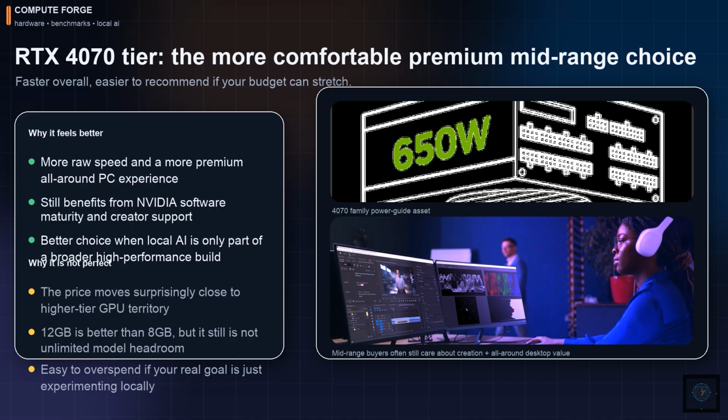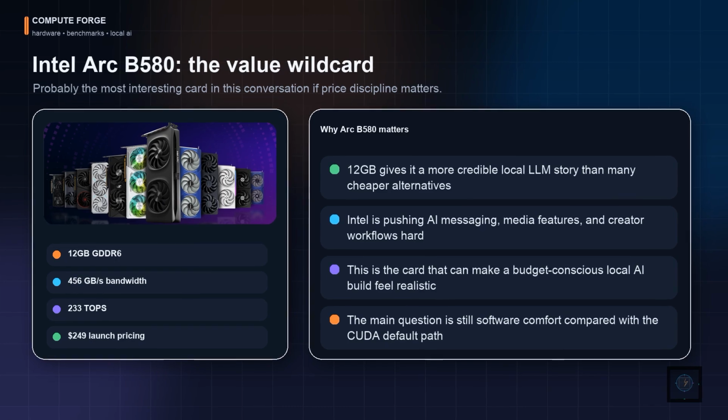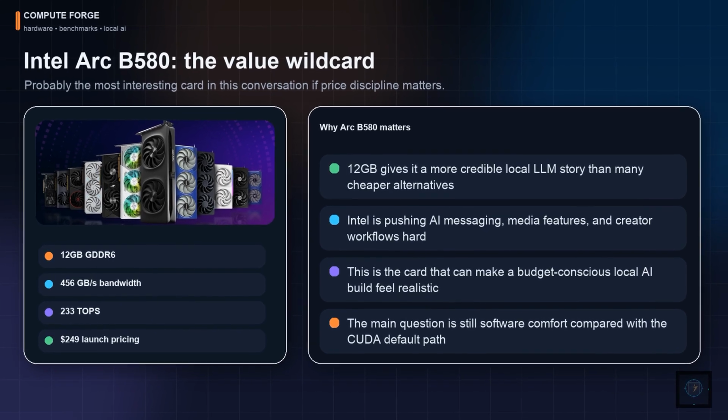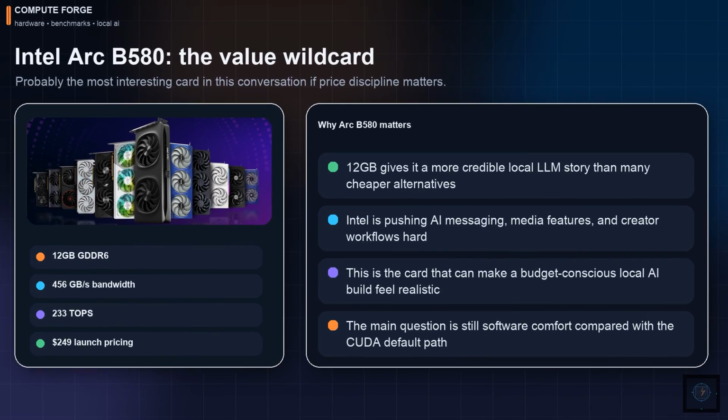So what really matters in this tier? Number 1 is VRAM. At mid-range budgets, memory limits are usually the first wall you hit. Number 2 is software stack. NVIDIA still has the easiest path for many local AI tools, but Intel has become much more relevant than people expected. Number 3 is total platform value. If one card costs a lot more but still does not solve the memory problem, that changes the recommendation.